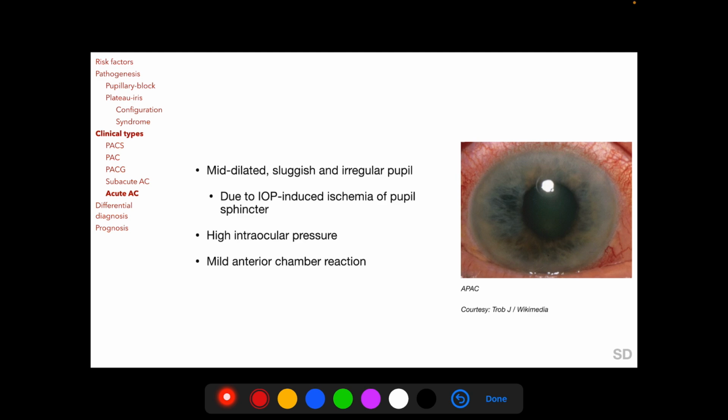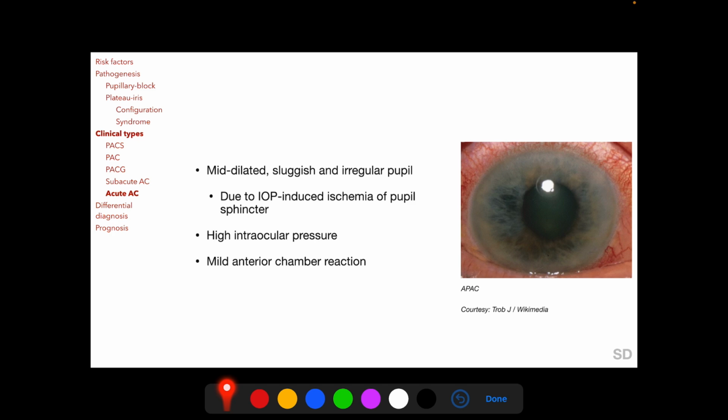In acute primary angle closure attack, the pupil is mid-dilated and irregular in shape and is either sluggish or non-reacting to light, and this is due to IOP-induced ischemia of the pupil sphincter muscle. When measured, the intraocular pressure will be found to be severely elevated and there can be mild anterior chamber reaction, and we can detect shallow anterior chamber even without the slit lamp by using a pen light and projecting the light from the temporal aspect.